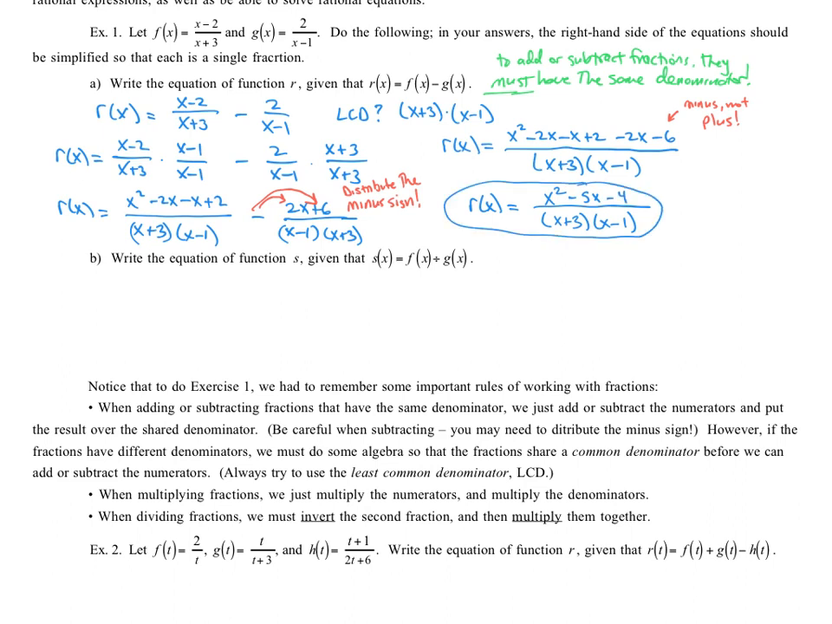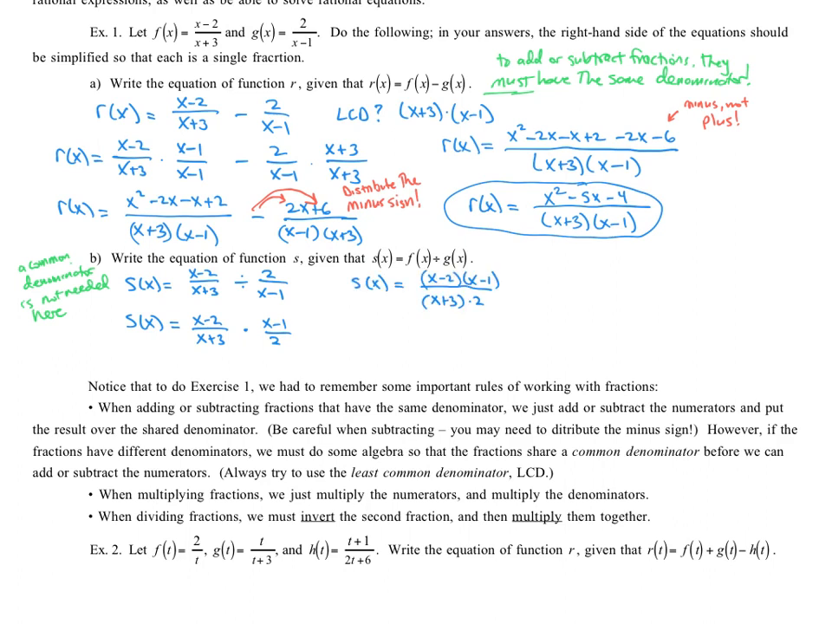Next, we need to divide the two functions to come up with the equation of function s. When multiplying or dividing fractions, you don't need a common denominator. However, since we are dividing, we need to apply the division rule. That just means we take the second fraction, we invert it, and then we multiply the two fractions together. When multiplying fractions, we just multiply the numerators together and multiply the denominators together.